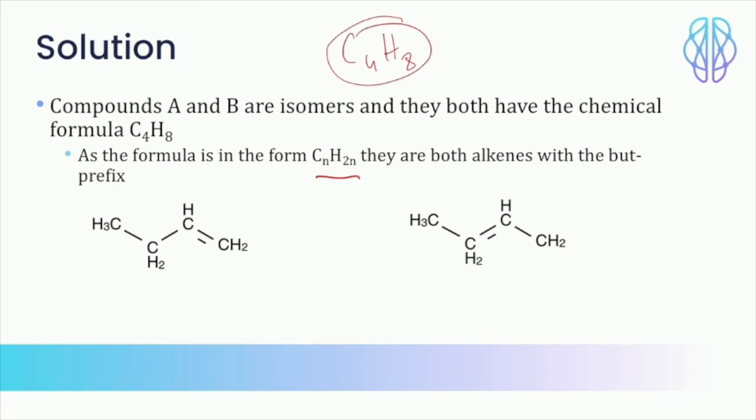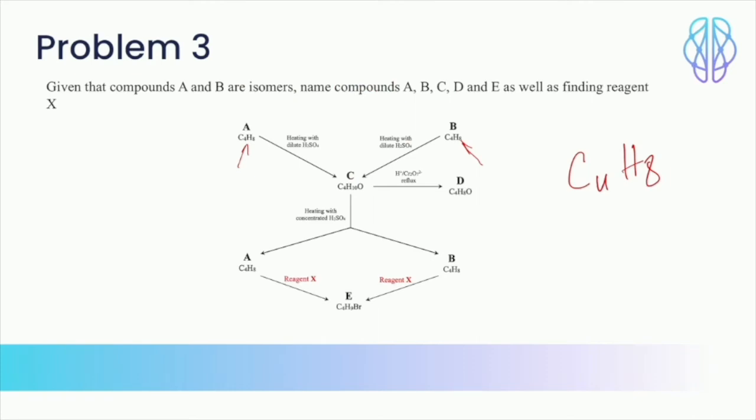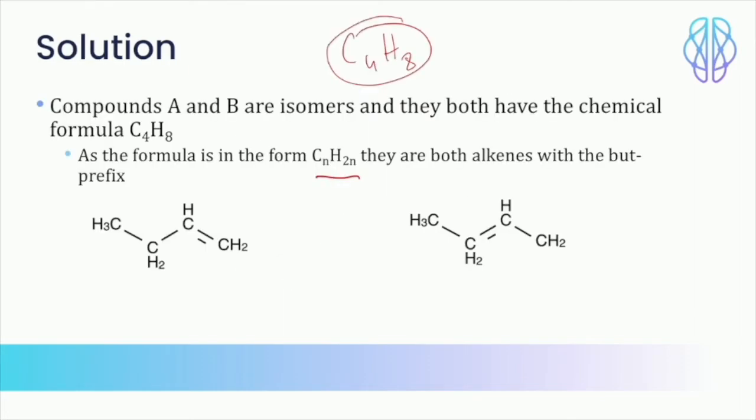Now, compound A and compound B are two forms of the same compound with potentially different structures, because if they were both the same compound, this would also be compound A. So we know that compound A and B have the same formula, but they have potentially different structures, which sounds like they might be isomers of one another. Now, we also know that compound A and B are both butene.